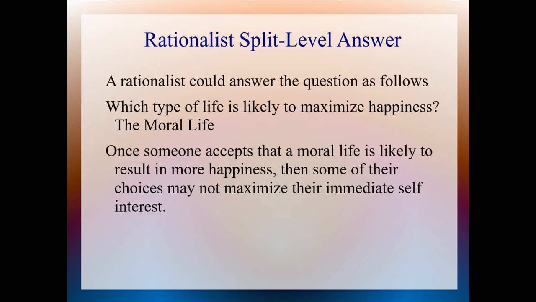So to contrast the existentialist claim, you have had people that have given what's known as a rationalist split-level answer. And this is saying that you can use arguments and logic to make these kinds of decisions, but what you have to do is operate on at least two different levels. So the way you would do this is you would start off by asking, what kind of life, living a life like Jack or living a life like Jim, is likely to maximize your happiness?